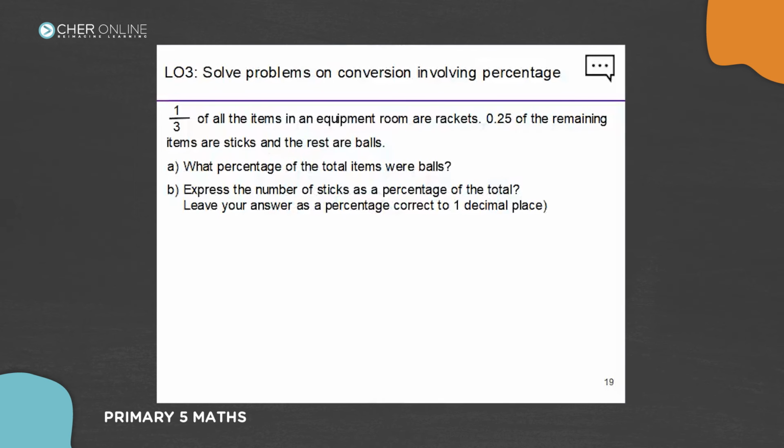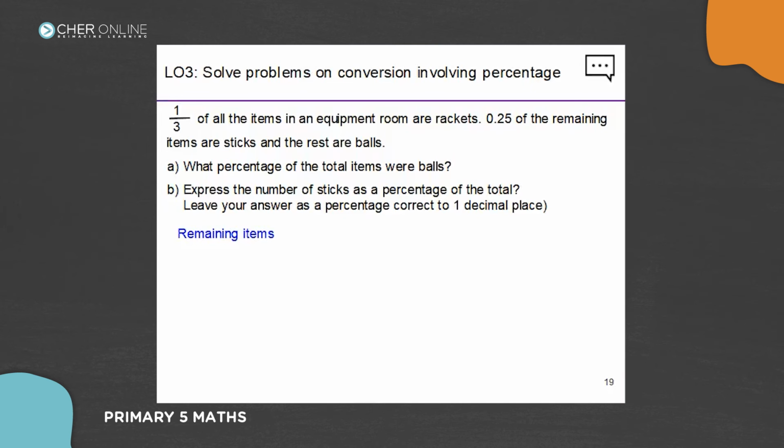Next, let's check out more examples. 1/3 of the items in an equipment room are rackets, 0.25 of them are sticks, and the rest are balls. What percentage of the total items are balls? What do we need to do to the various fractions and percentages? What do you all think?